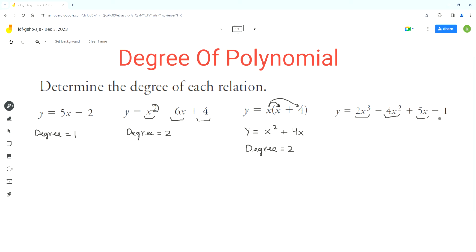Now in the last relation, this relation has 4 terms and the variable in these terms is x, and the highest power on the variable is 3. So that's why the degree of this relation is 3. Now this relation is already in standard form, so that's why we didn't have to do any changes to it.